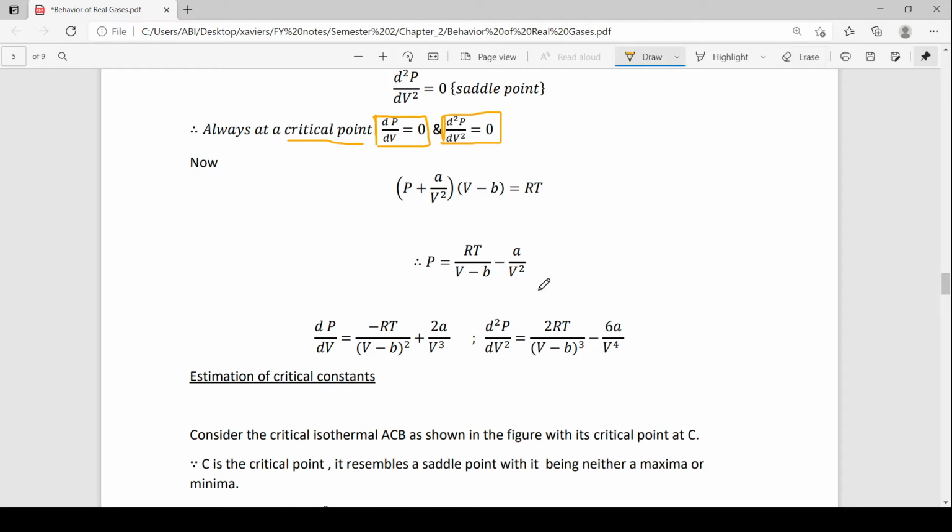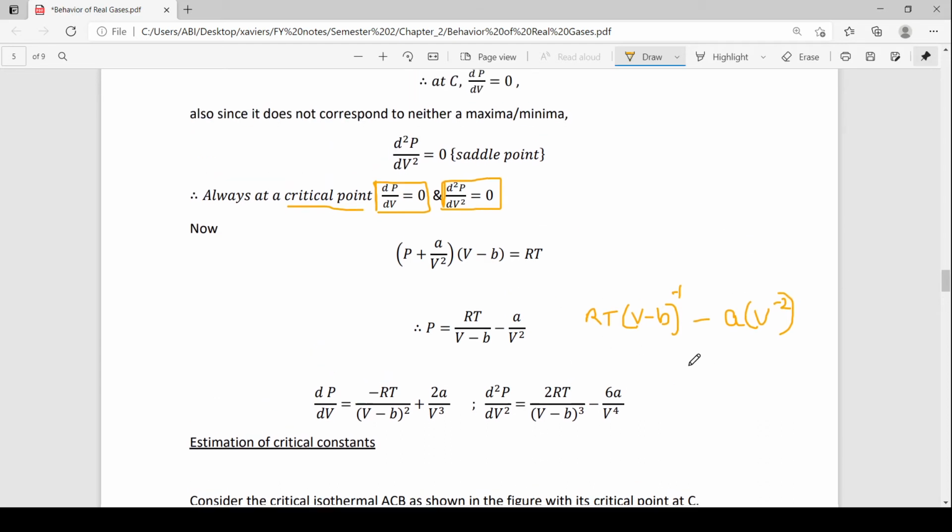Okay, so now I want to find dP by dV. So can I write this as RT into (V minus b) raised to the power of minus 1? And on this side, can I write it as a, instead of V square, V raised to the power of minus 2? I've taken it all in the numerator. So I've taken this equation like this and written it.